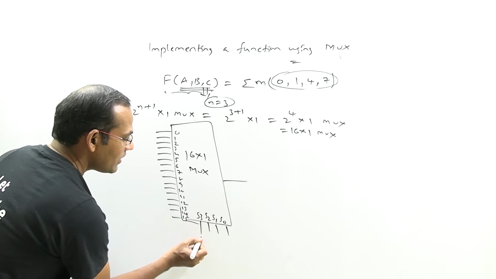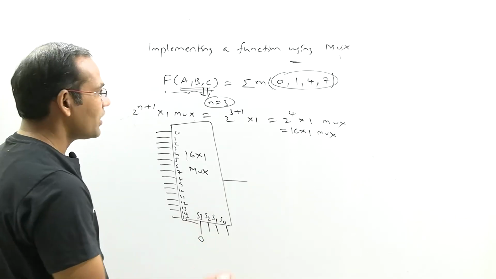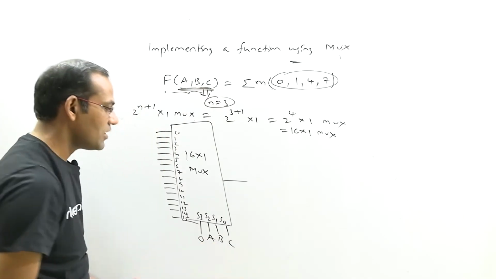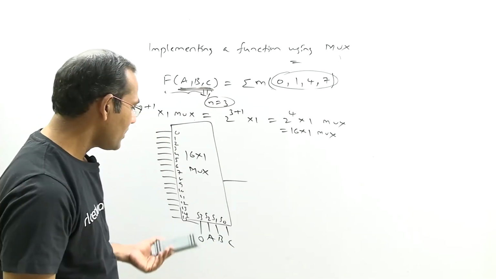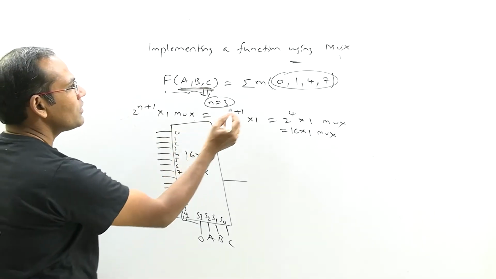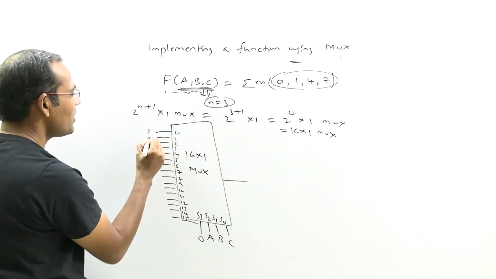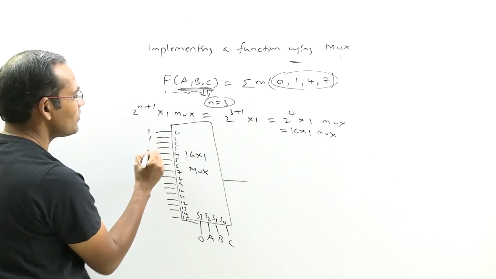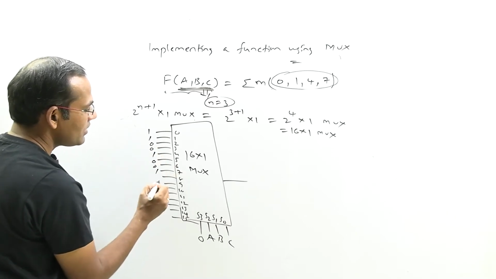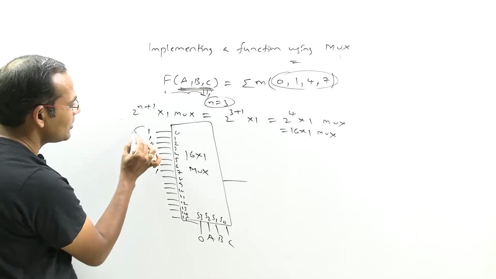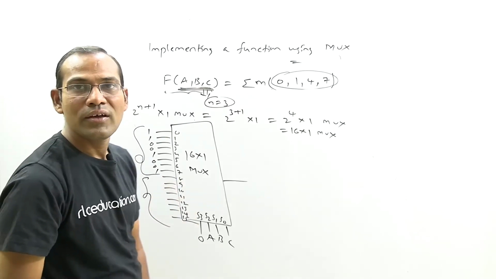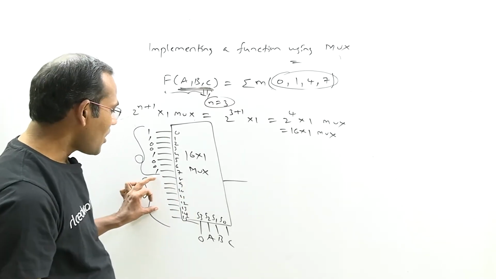maintain S3 at 0, connect ABC here. S2, S1, S0 must be ABC, and S3 is always 0, and at these positions apply 1, that is at positions 0, 1, 4, 7, apply 1, remaining will be 0. Actually just write up to this point, no need to write zeros at all here, because anyway they will not come.